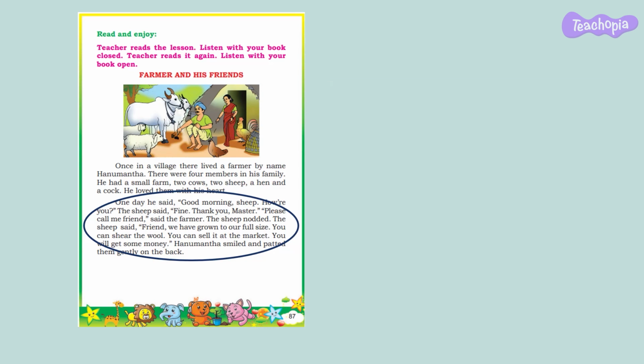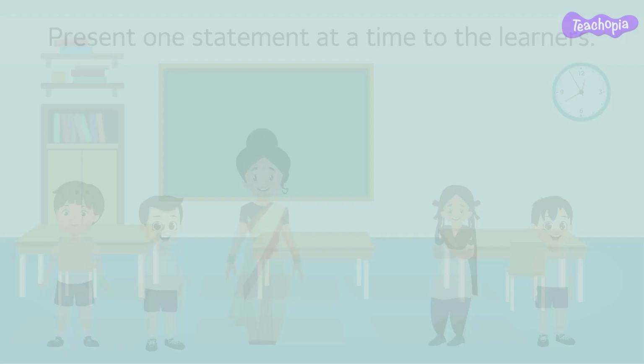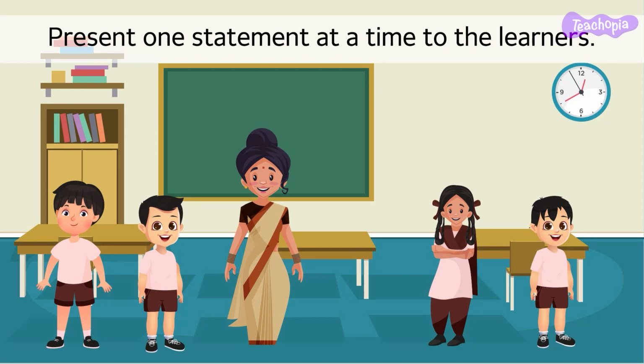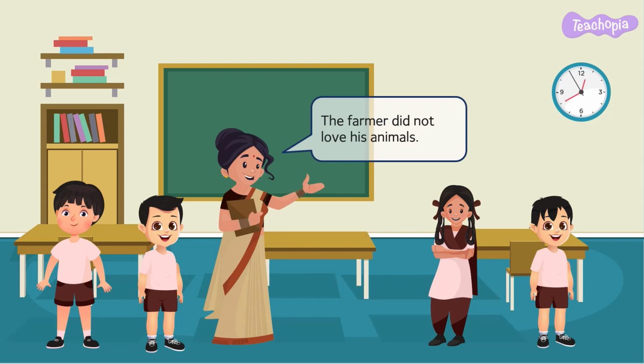The statements don't have to be true, but rather related to the chapter. For example, the farmer hated the animals. This will help the learners form opinions and reason better. Now, present one statement at a time to the learners. The farmer did not love his animals.